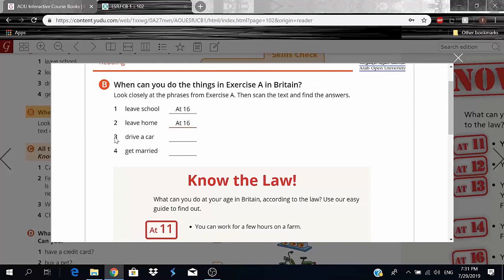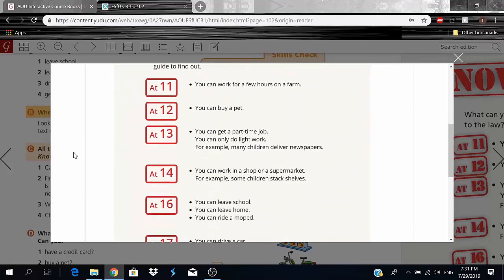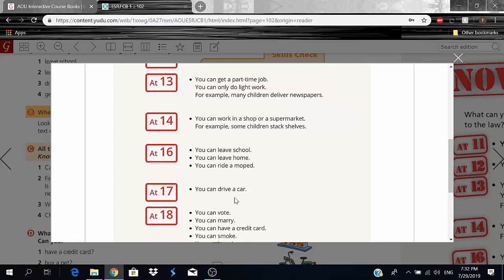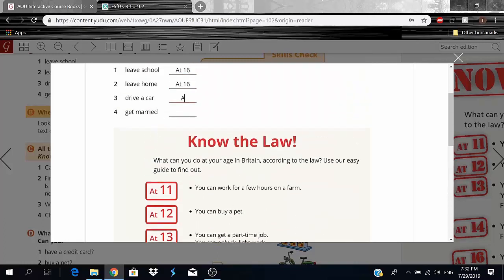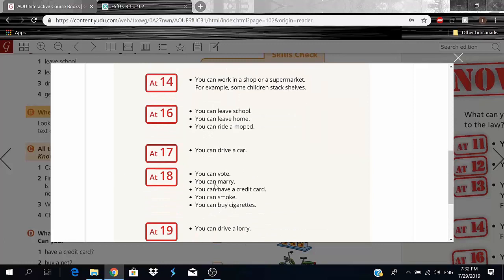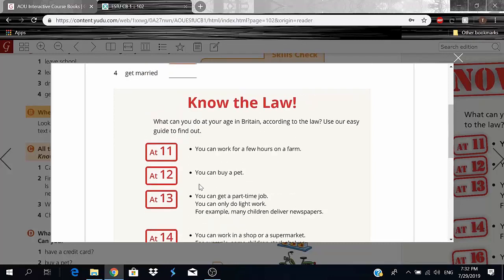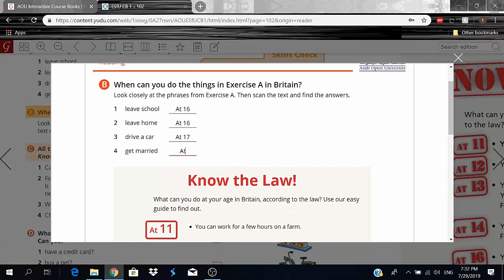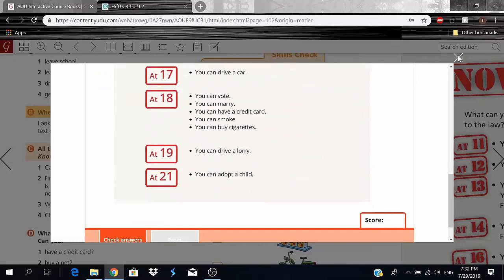Then we have number 3, drive a car. So when can you drive? Here we go, at 17. So at 17 years old, you can drive a car in Britain. And finally, 4, get married. When can you get married? I'm guessing 18, right? Yep, that's right. The words marry and married are the same thing, by the way. So at 18, you can marry or get married. Okay, so leave school at 16, leave home at 16 as well, drive a car at 17, and get married at 18. Okay, now let's move on.